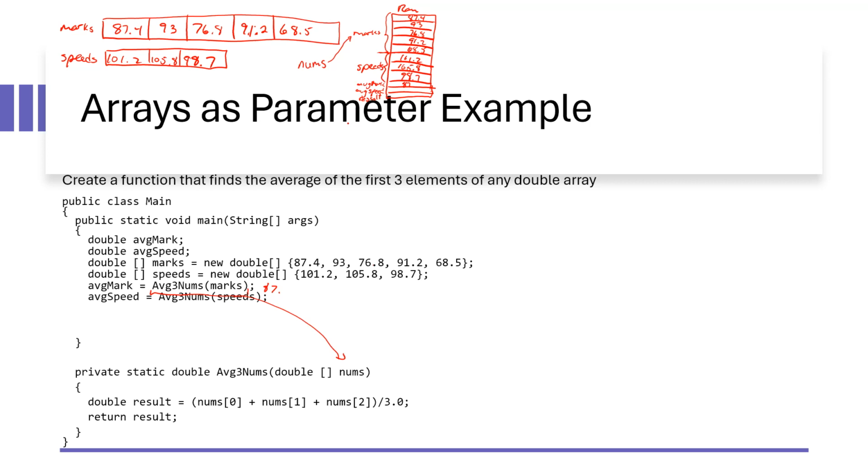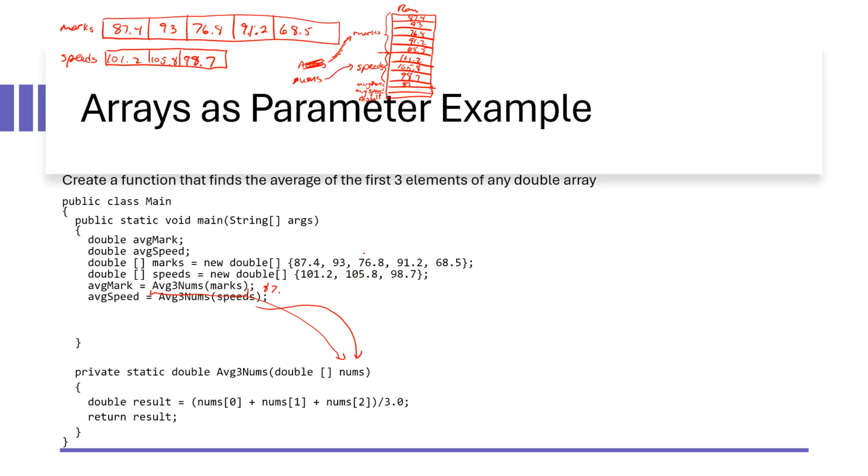Now in the next line, I calculate average speed. And this time I passed speeds in here. So nums got destroyed because that was a local temporary variable. So this thing got destroyed. So that pointer's gone now. So now when we pass this in, we create another nums variable again. But this time it's speeds that's pointing at it. So that means nums is pointing at speeds now.